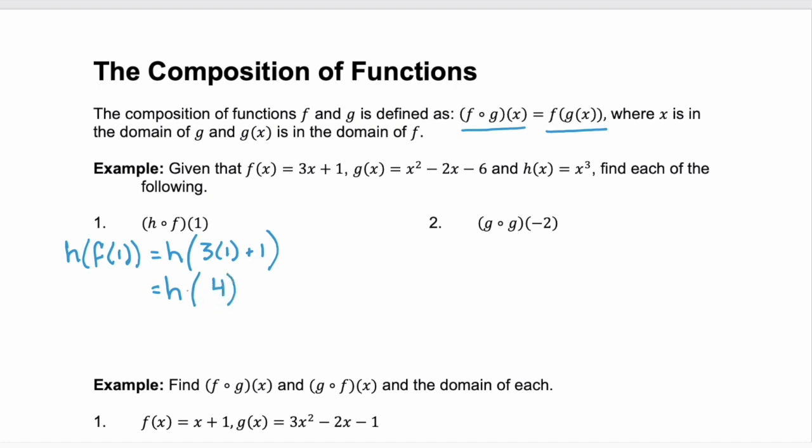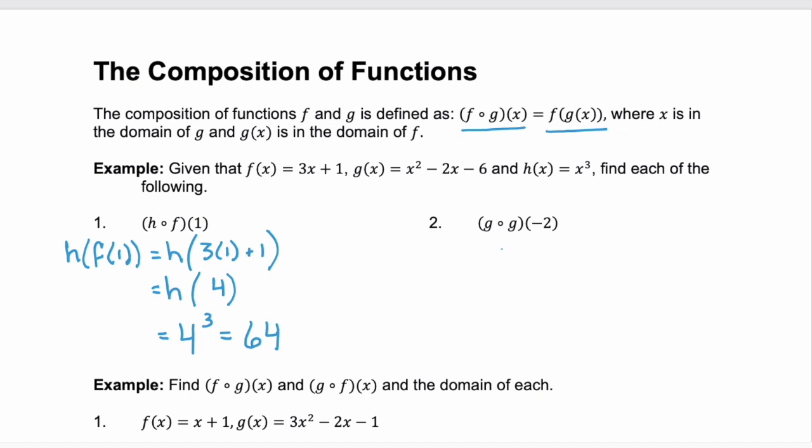Now we're evaluating the function h for a value of 4. And h equals x cubed, so we're looking for 4 cubed, which is 64. So h of f of 1 is equal to 64.